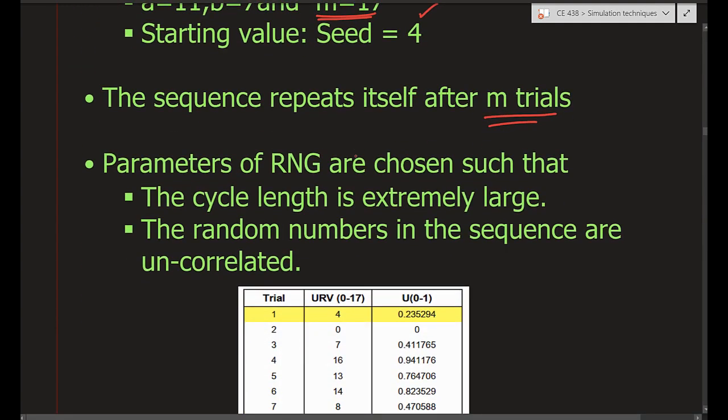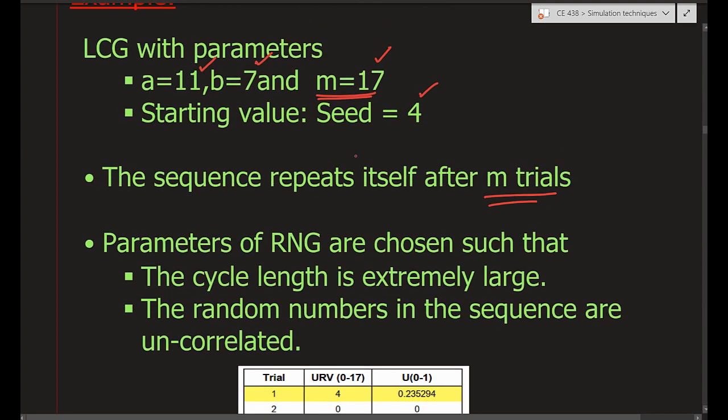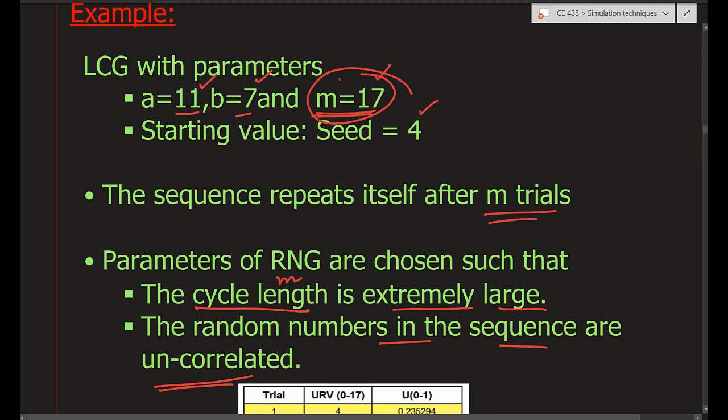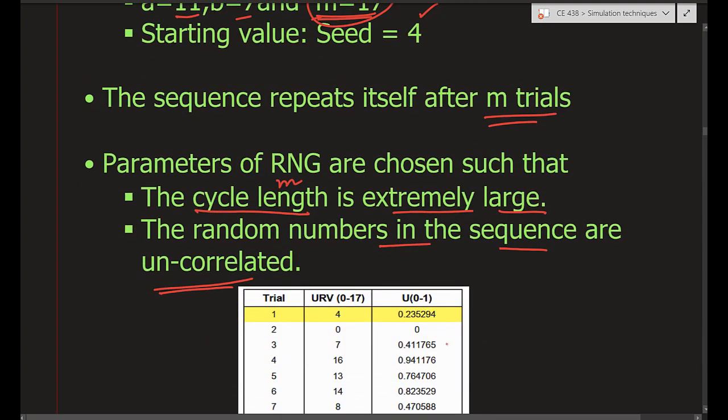Parameters of random number generators are chosen such that the cycle length is extremely large. This means if I don't want to repeat my numbers, my m value, that is the cycle length, should be very large. We want the cycle length to be extremely large so that we don't repeat my random numbers, and if I take my sequence very large, then these numbers will also be uncorrelated.